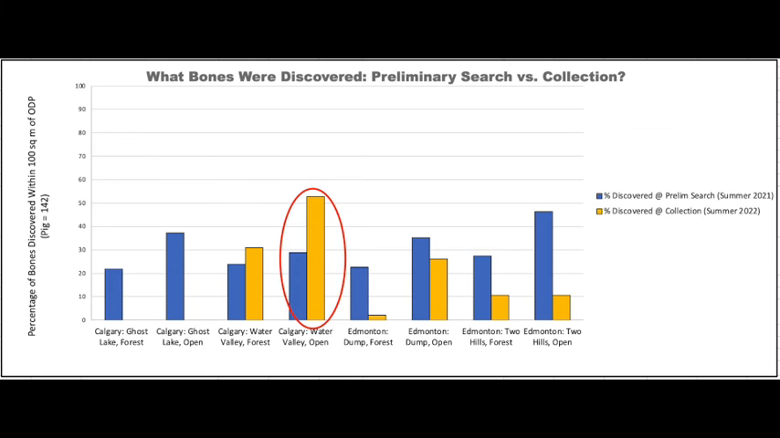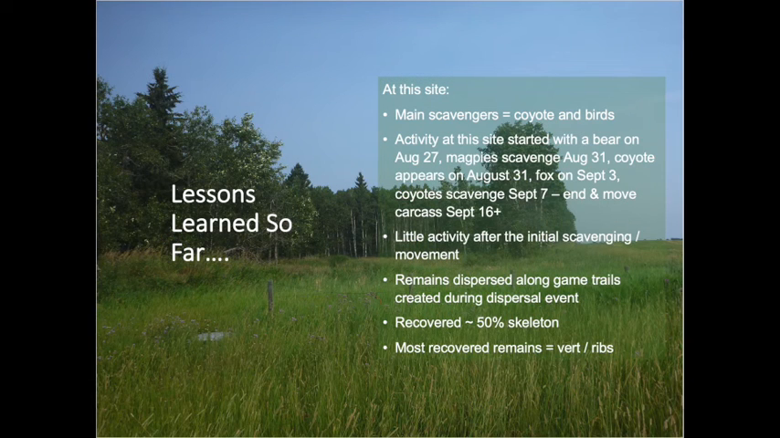Remember I said that we had to dig to find the remains. It's very likely that at the preliminary search we didn't find everything, and that at the final search when we were digging around we found more that was hidden, and that would account for the higher number at the final search. So what have we learned so far?